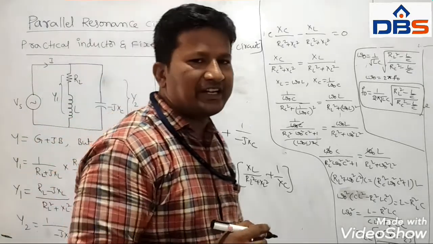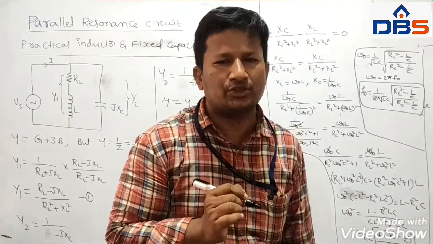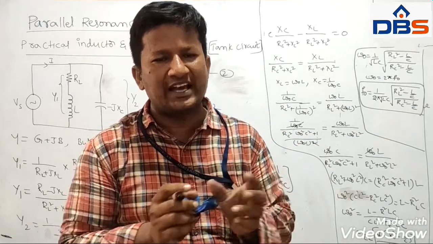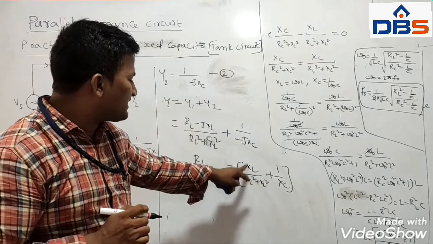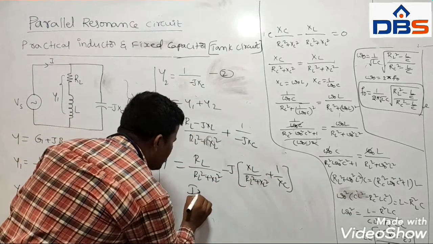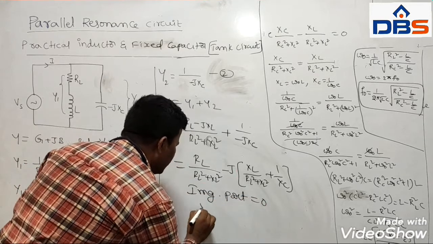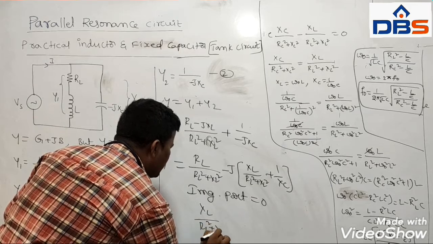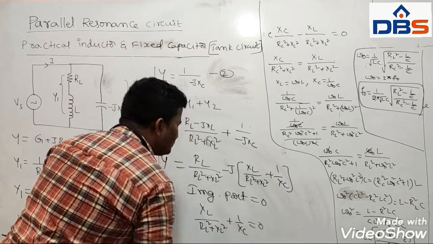Now at resonance, the circuit behaves as a purely resistive circuit. That's why the inductive reactance and capacitive reactance must cancel each other, so we put the imaginary part equal to 0 in the above equation. So at resonance, the imaginary part equals 0. That is XL by (RL square plus XL square) plus 1 by XC equals 0.